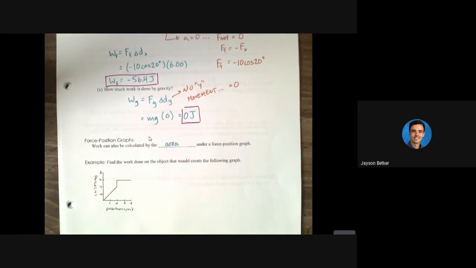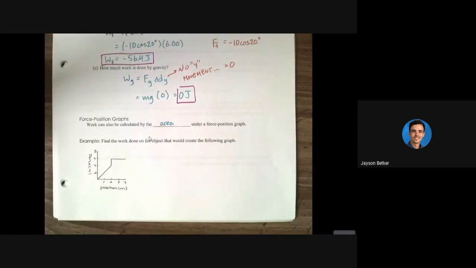This is very similar to being able to find the displacement by calculating the area underneath a velocity time graph, right? That moving backwards idea. Being able to find the change in velocity by calculating the area underneath the acceleration time graph. So using force position graphs, we can find the area underneath the graph, and that will give us the work done.